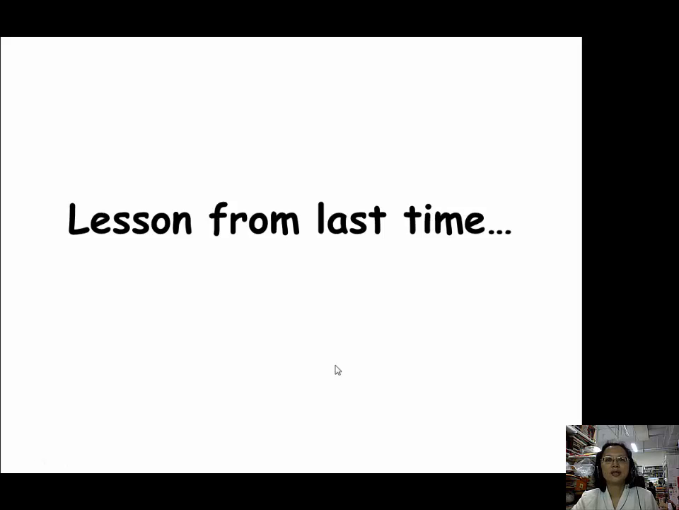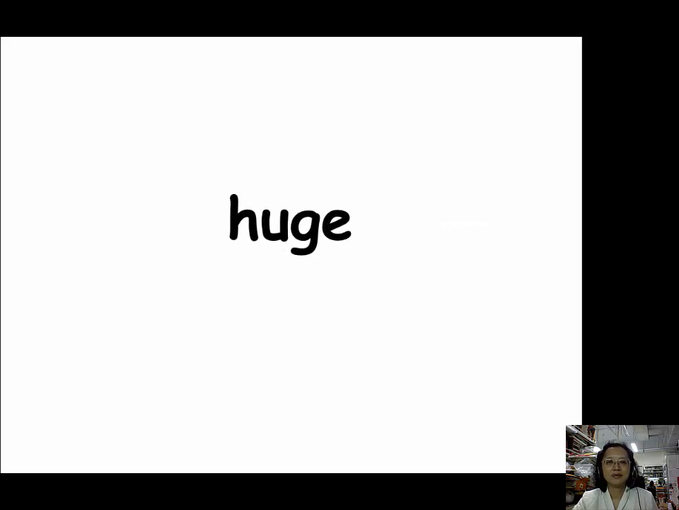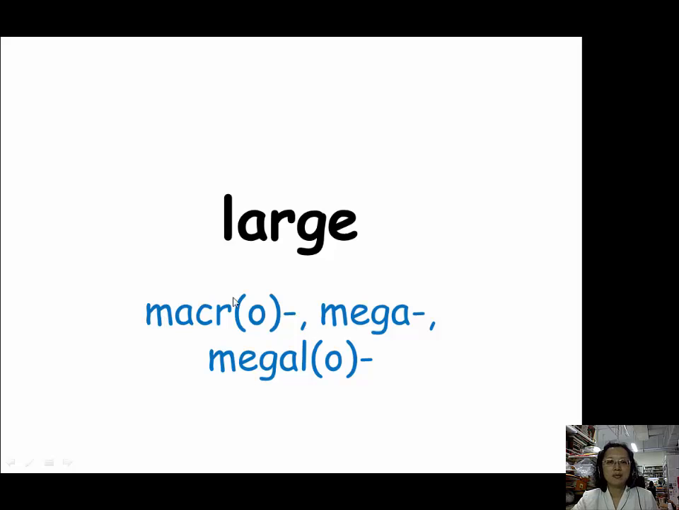Today we are going to learn the last part of our lesson, which is also the third part of lesson 25. Finally, we've reached the end of this course, but first, we still need to review what we learned last time. For huge, we could use giganto, G-I-G-A-N-T-O, this prefix to describe. As for large, we could use macro, M-A-C-R-O, mega, M-E-G-A, and megalo, M-E-G-A-L-O. And macro and mega also have numeric meanings.